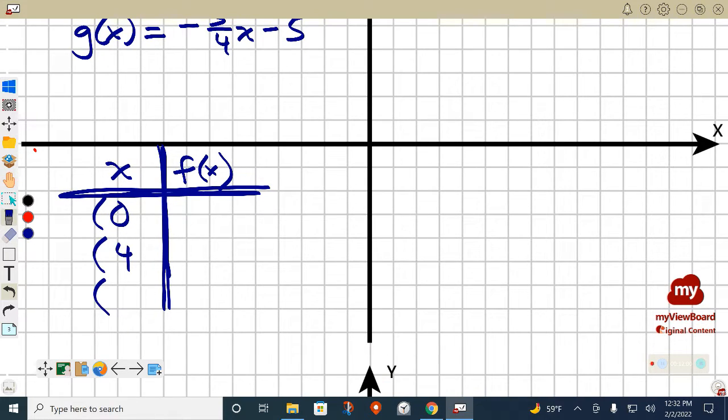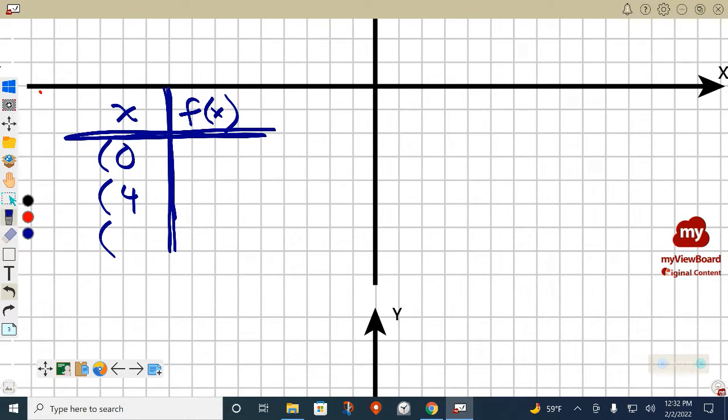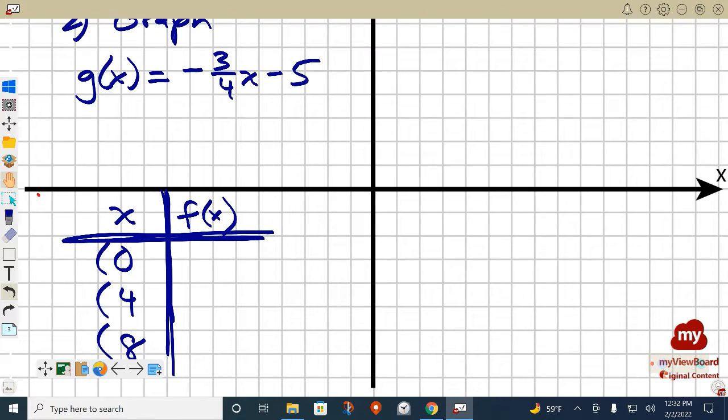What's another one? You see what I'm doing? I'm picking x values that are going to get rid of that fraction because I know I have to multiply negative 3/4 times whatever I choose for x. What's another number that'll get rid of the 4 if I multiply it? 8. Rocking and rolling. Look at 0, 4, and 8. I'm trying to be strategic. I don't want to make life miserable for myself with a bunch of fractions everywhere, where it gets complicated unnecessarily. You want to be strategic. Let's rock and roll.